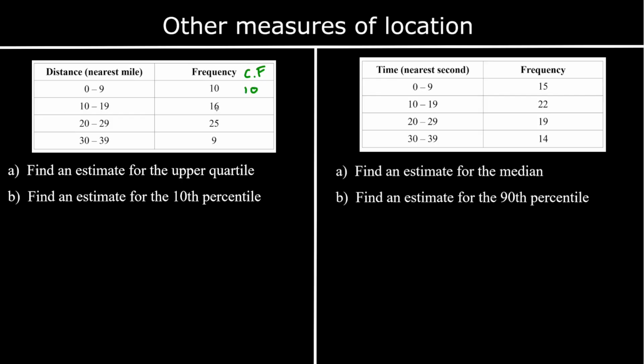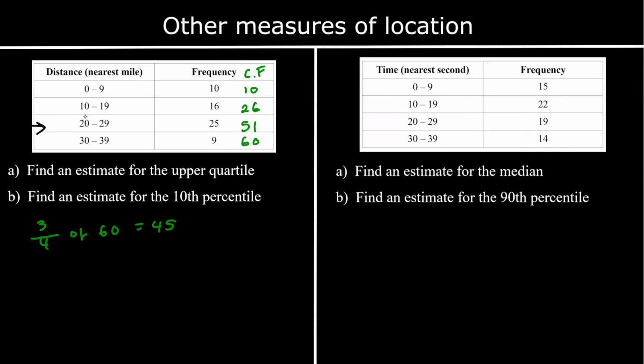So 10 plus 16 is 26. Plus 25 is 51, plus 9 is 60. So we have 60 people in total. The upper quartile is 75% or 3/4 of the way through the data. So 3/4 of 60 is 45. So we are going to be looking for the 45th person, the 45th piece of data. Which row is it in? So we're at 10, then 26. 45 is in our 20 to 29 group.